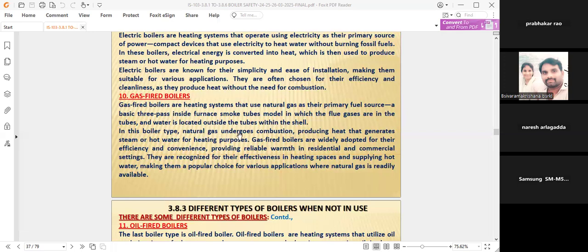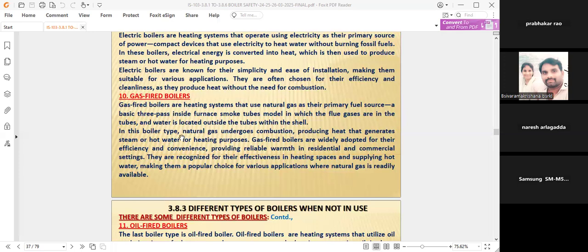In this boiler type, natural gas undergoes combustion, producing heat that generates steam or hot water for heating purposes. Gas-fired boilers are widely adopted for their efficiency and convenience, providing reliable warmth in residential and commercial settings, also in hotels as well as for residential purposes, where gobar gas is also used in some of the states. They are recognized for their effectiveness in heating spaces and supplying hot water, making them a popular choice for various applications where natural gas is readily available in the area.